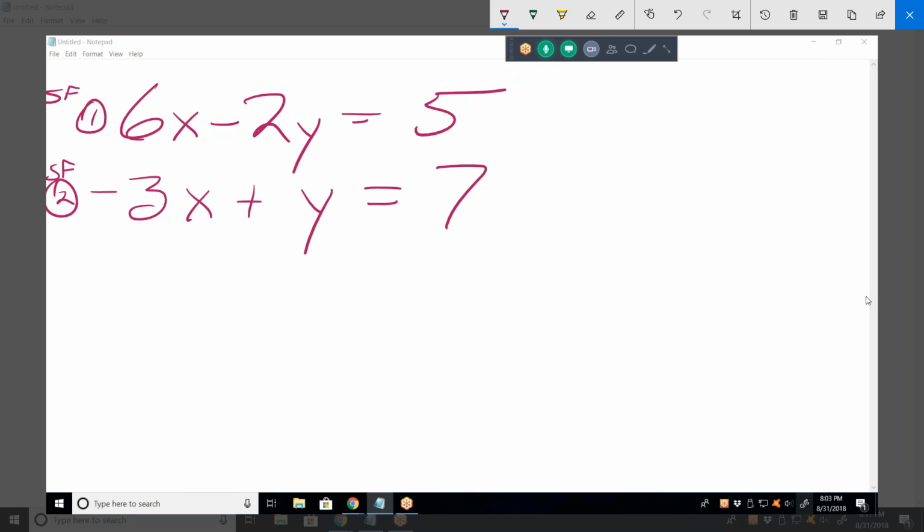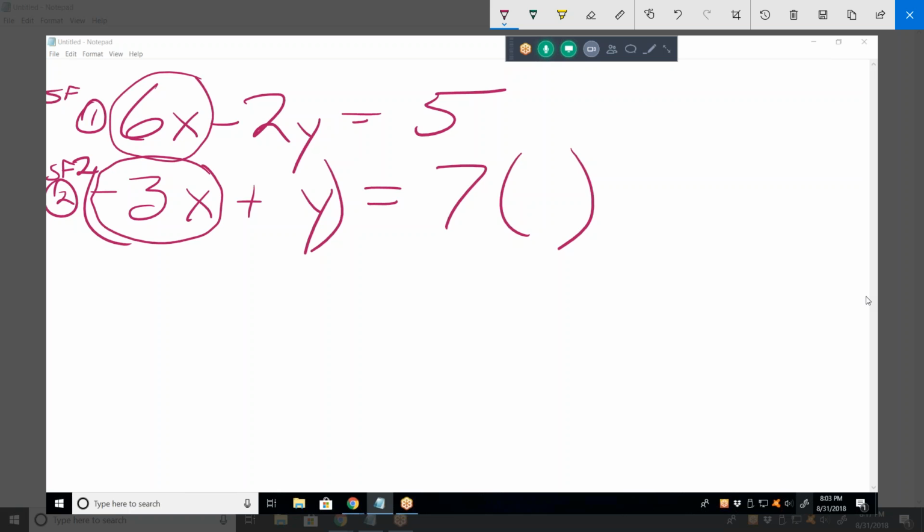Yeah. I'm going to multiply equation 2 by what on both sides? 2. In other words, what I'm trying to do is to get rid of one of these variables. If I multiply the bottom equation by 2, it turns this into minus 6x. And now I got 6x plus a minus 6x. X is going to disappear. That's all we're looking to do. Okay? So I'm going to multiply bottom by 2.